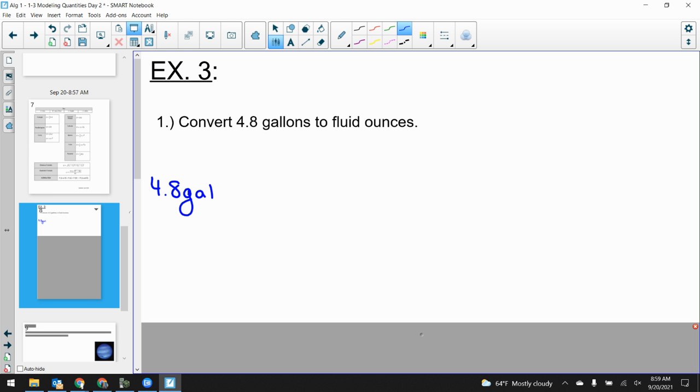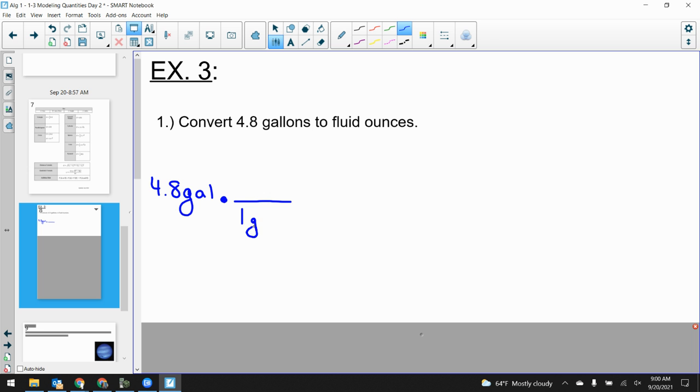And then we are going to multiply by what's called a conversion factor. Basically, I'm going to multiply by one of these things on our reference sheet. Now, do I have gallons to fluid ounces on my reference sheet? No. So I've got to find another way. But I have gallons to quarts. So let's use that conversion. 1 gallon is 4 quarts, from the reference sheet.